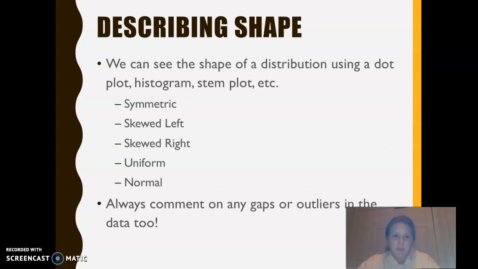So when we describe the shape of a dot plot, histogram, or stem plot, for example, some vocab words that are going to come up today are, one, symmetric. A data set can either be skewed left or skewed right. Data can take on the shape of a uniform, or it can have a normal shape. And data sets can also have these other features called gaps or outliers, and we're going to learn what those are and how to comment on those as well. So just a few things we're going to be seeing in this video today.